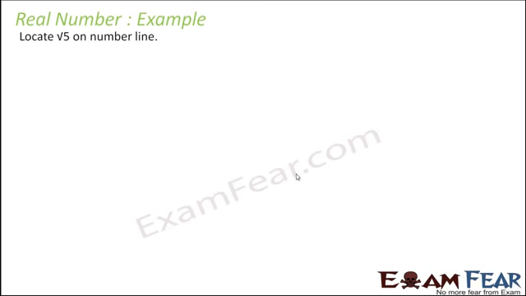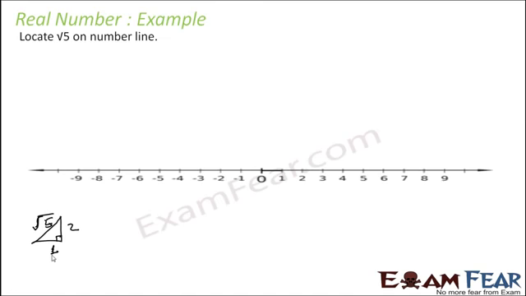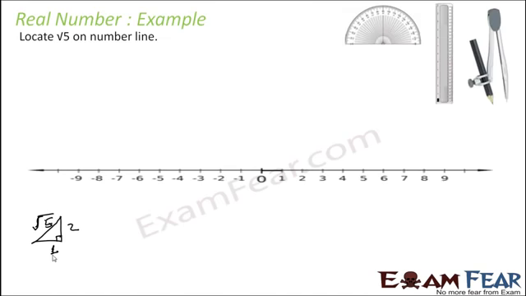So let's see how we can plot root 5. For root 5 it is pretty easy. This is 2 units, this is 1 unit, this will be root 5, as per Pythagoras theorem, if this is 90 degrees. Right? So let's see that. This is the number line. Pretty easy, what we can do is draw this as 2 units.